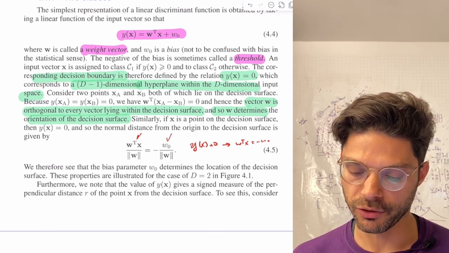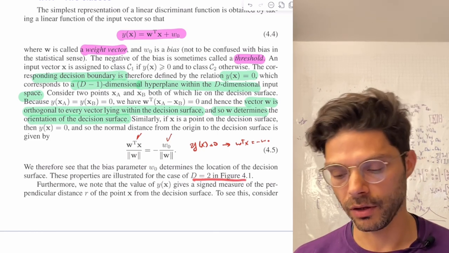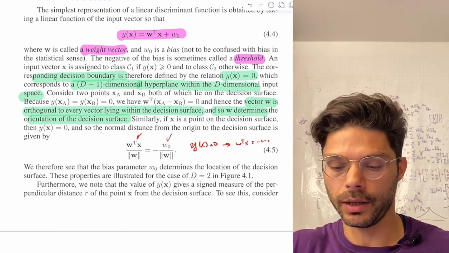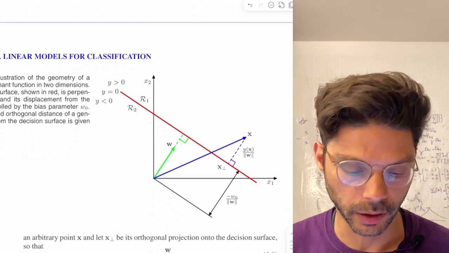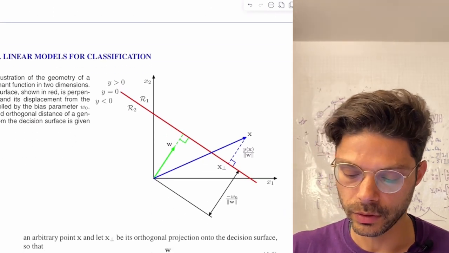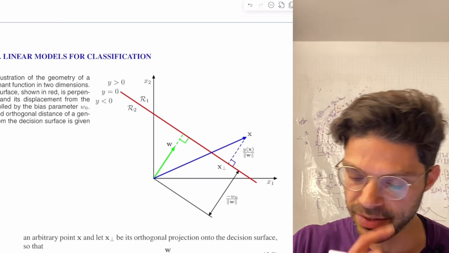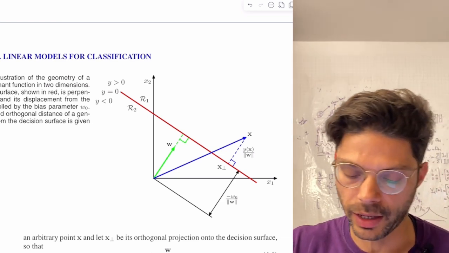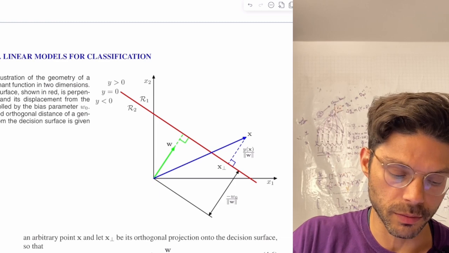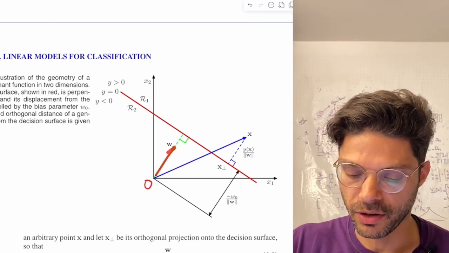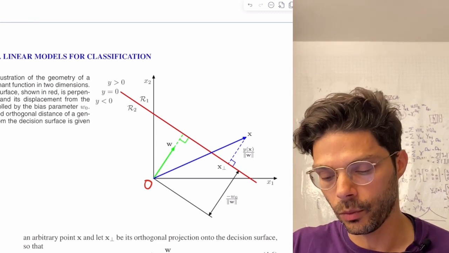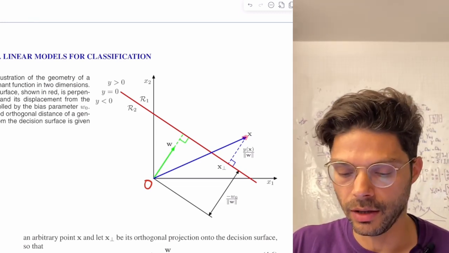These properties are illustrated for the case of d equals 2 in figure 4.1. So let's go have a look at this figure, and let me just make sure you guys can see it. Great, you can see it. Okay, so let's see what we have here. Here's the origin, so let's put a big O there. And here's your w, your weight vector, and here is some point.